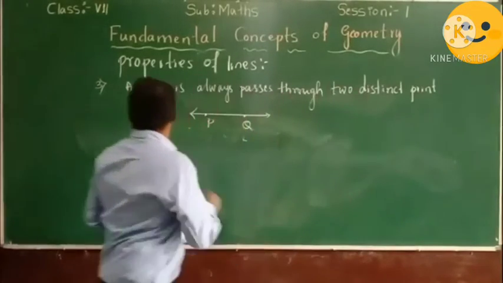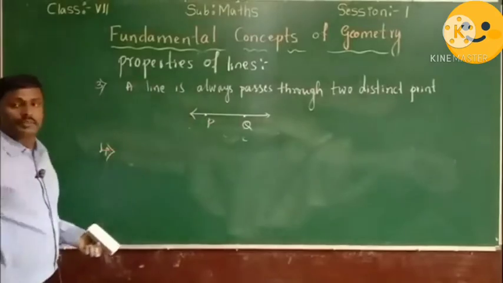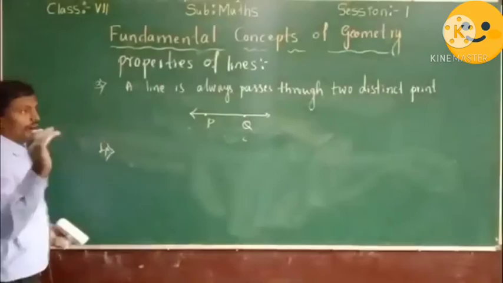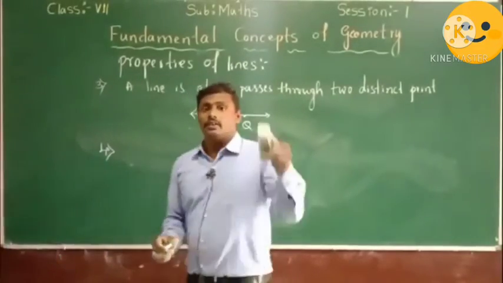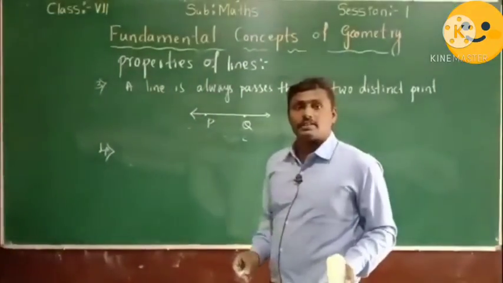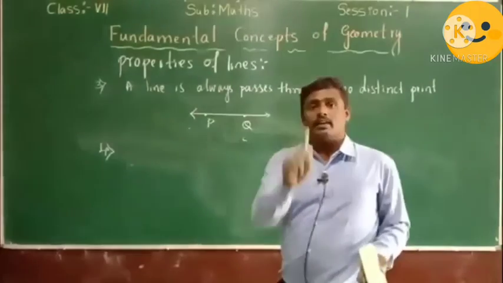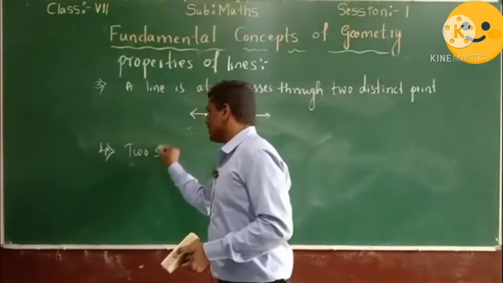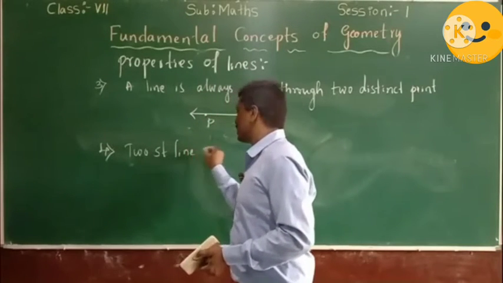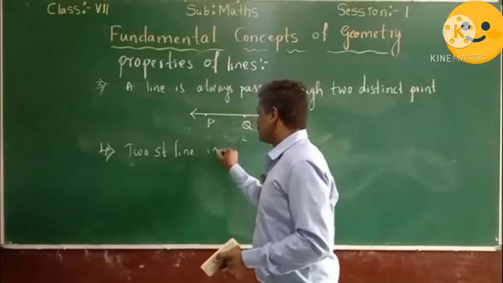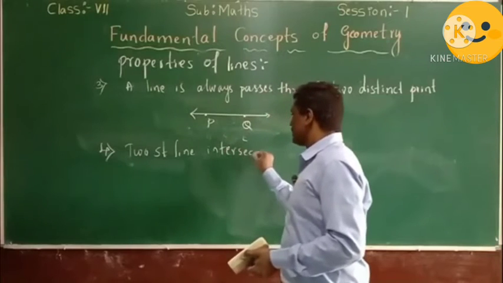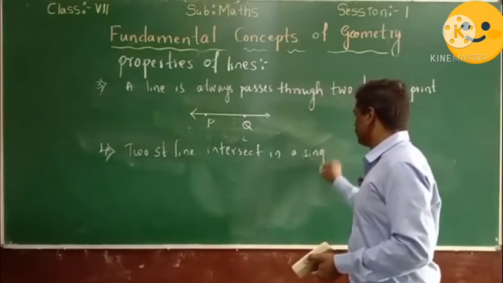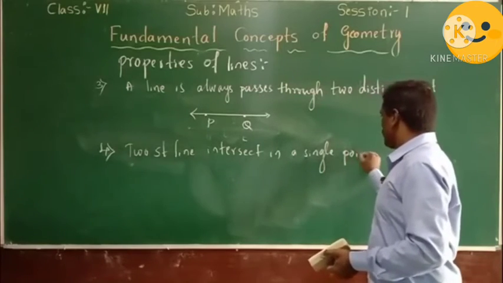The fourth property of the line is that two or more straight lines always intersect in a particular point. Two straight lines intersect in a single point.